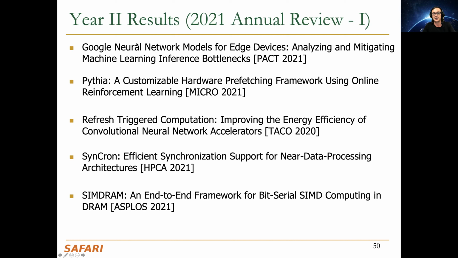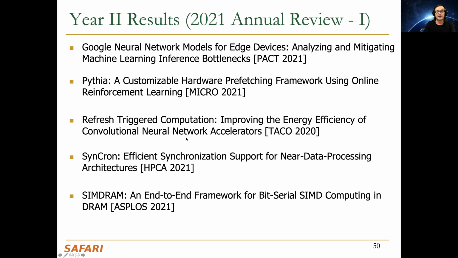The work that Amirali has been doing on Google neural network models for edge devices has been published at PACT, and it has actually improved significantly. I'm going to give an executive summary of that. As I mentioned, we have been working on hardware prefetching designs that use reinforcement learning that outperform all prior prefetchers. I'm going to talk about that briefly, and then Rahul will talk about that for about 10 minutes after I do.